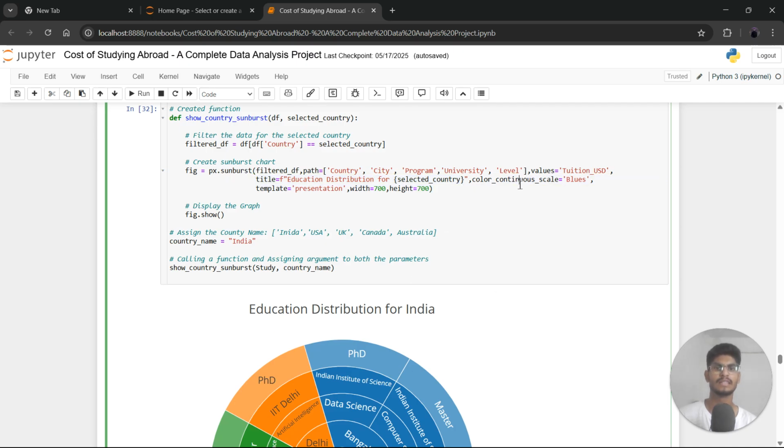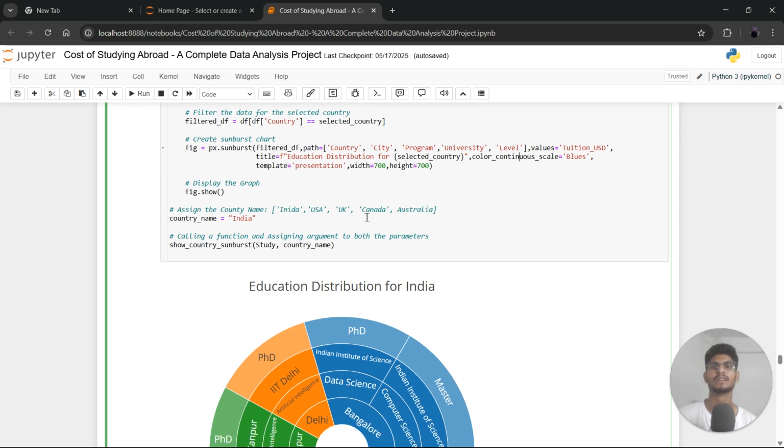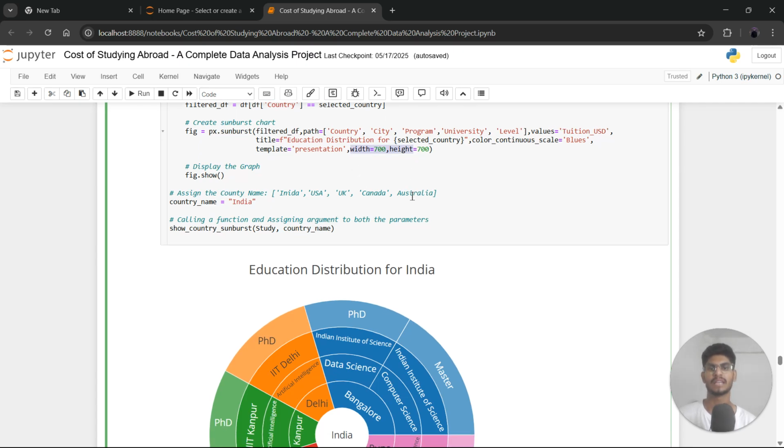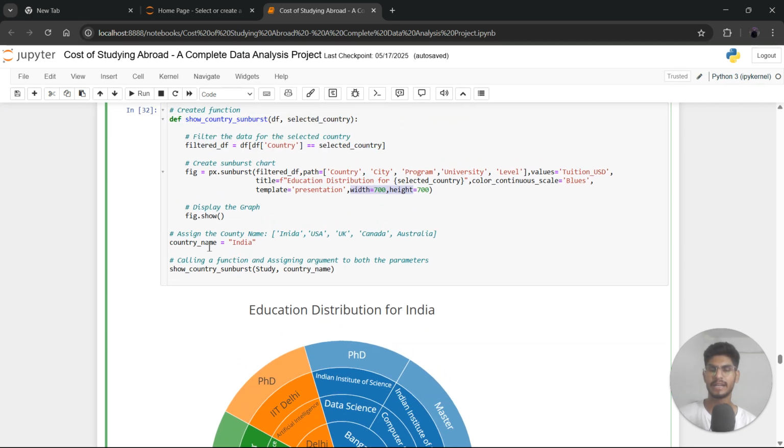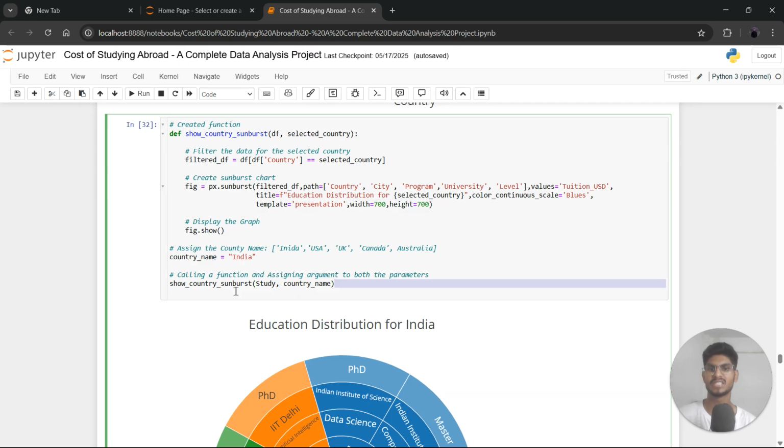Color continuous scale is just to give the color to the graphs. Template is how my graph will be represented. Width and height are for the size of the graph. So I am giving country name equal to India, and this country name I am giving right here, and I am calling the function right here.